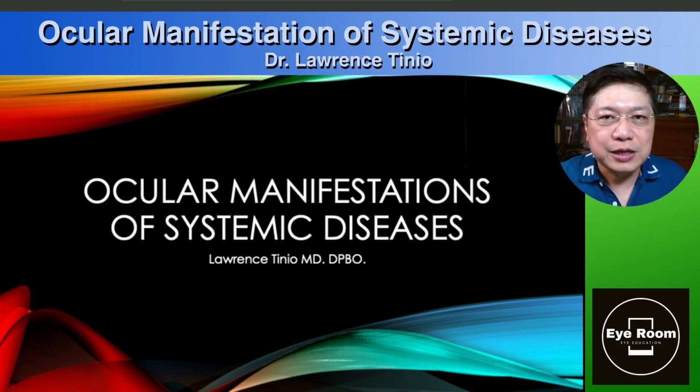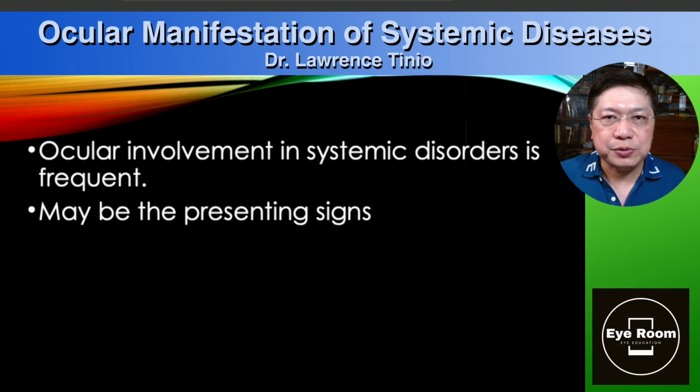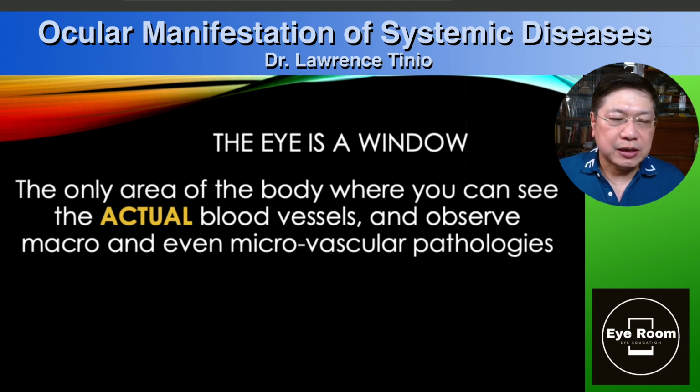Hello. Today we will be talking about ocular manifestations of systemic diseases, which is a very important topic because a lot of the problems in our body, a lot of the diseases in our body also affect your eyes. And sometimes it's the eyes where you can find the first few signs of this disease. And that is particularly useful because the eye is basically a window.